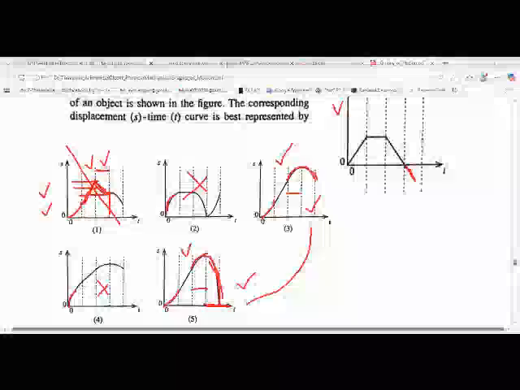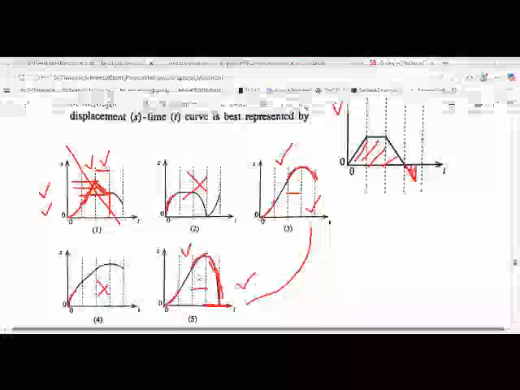If it is coming back to the observation point, this area should be equal to this area. Can it happen? It can't happen. Then this graph should be rejected. Then the answer is the third one. This is the correct answer.